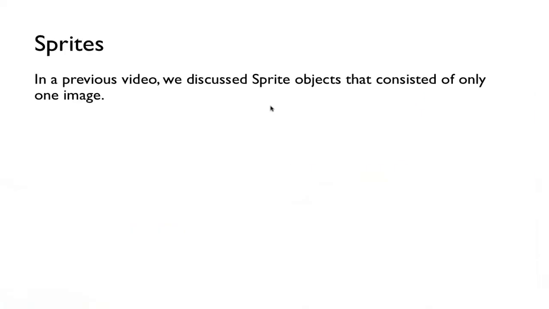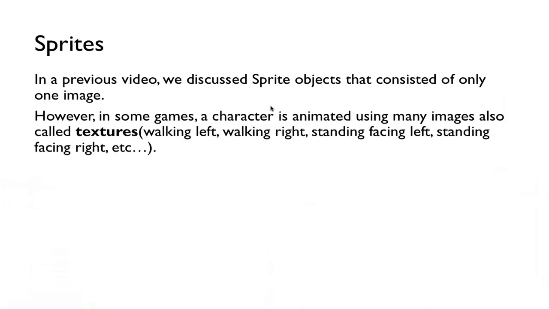In one of the previous videos, we talked about sprite objects having only one image. We have one image, and we can use it to move it around. Everything is very static. But as we just saw in some games, when we animate a character, we can use many images, also known as textures. For example, if someone is walking across the screen, we want different images for walking left, walking right, and different poses, standing facing left, standing facing right, etc. And so we want to be able to incorporate more than one image in a sprite.